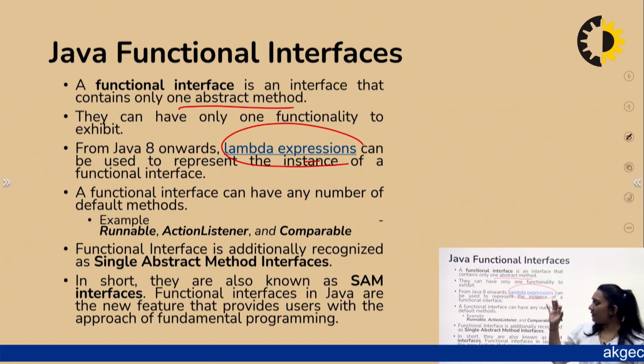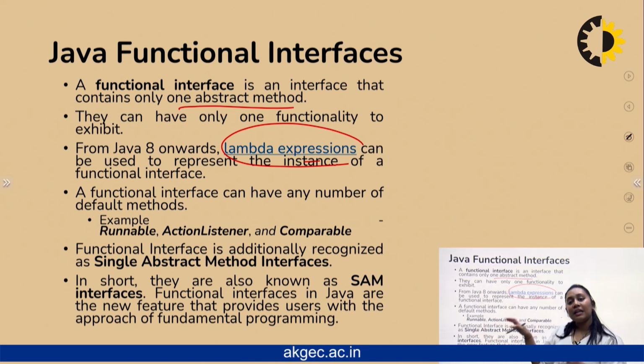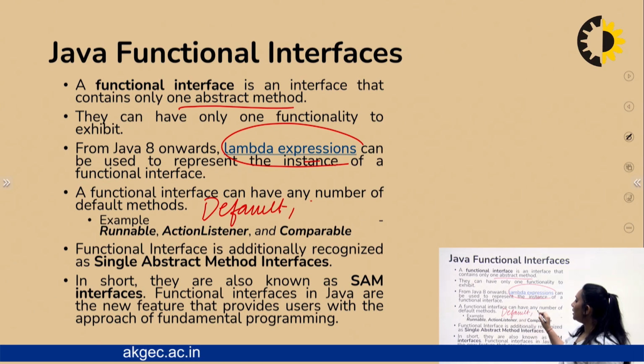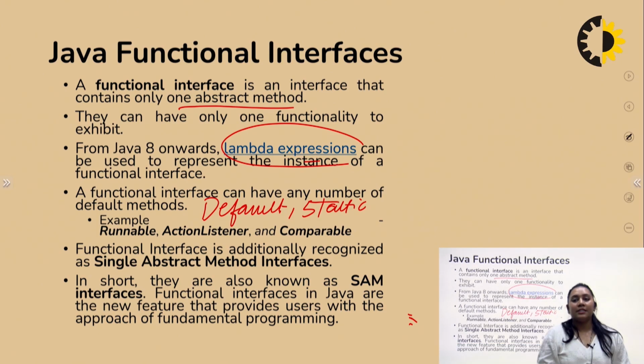The functional interface is an interface that can have any number of default methods as well as static methods, right? Default and static methods. For example, we can take Runnable, ActionListener, and Comparable. These are also recognized as functional interfaces, which are SAM, the single abstract method interfaces, right?